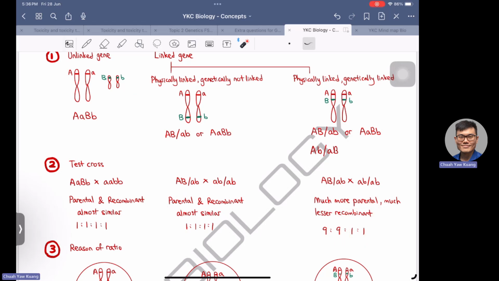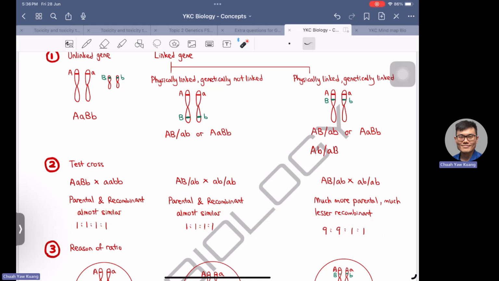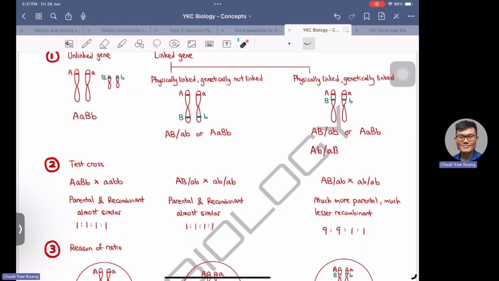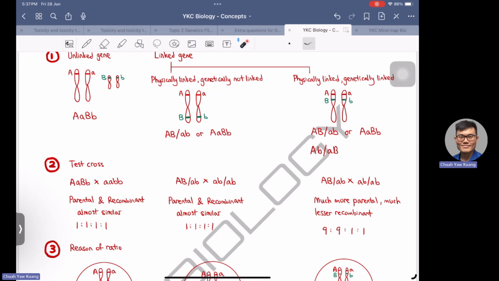When we do the questions, please remember that in order to get this type of ratio, whether it is for the unlinked gene, or for the linked gene but genetically not linked, or for the linked gene and genetically linked, it must be a test cross. Please remember that. Normally, to get this ratio, it would be a heterozygous test cross.